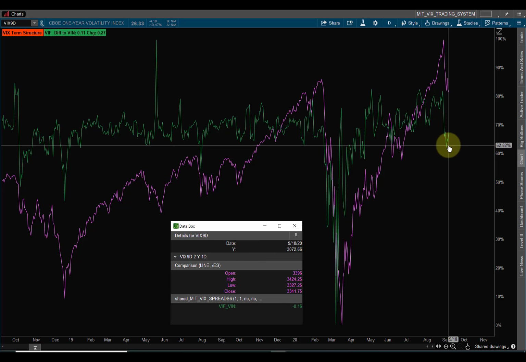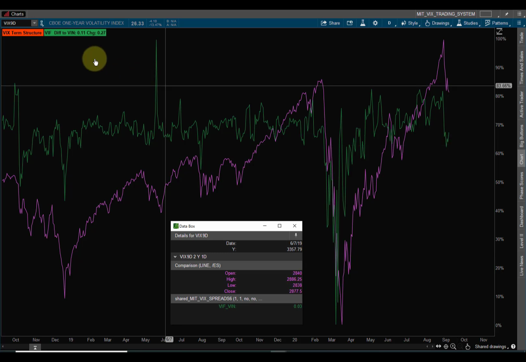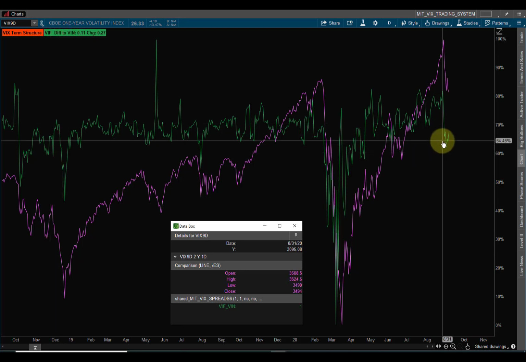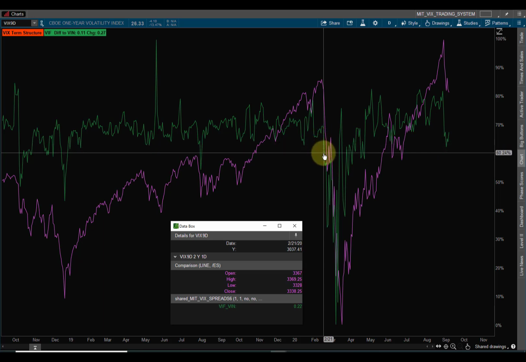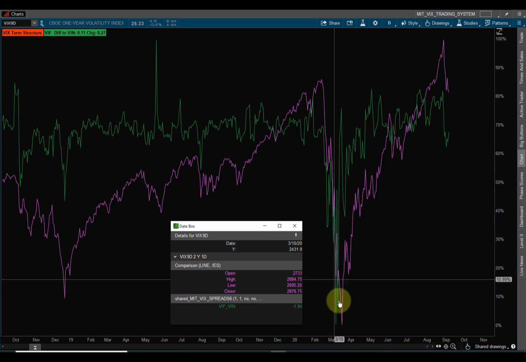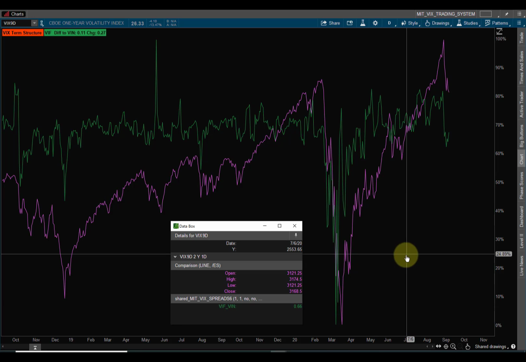Now again, the green is just the difference between the near-term VIX and a further out VIX. A 23-day VIX against a 37-day VIX. You can see it right here, VIN to VIF. Pandemic hit, look at the green line. Near term got way expensive relative to further out. And you can see the market pretty much moved lockstep with it.